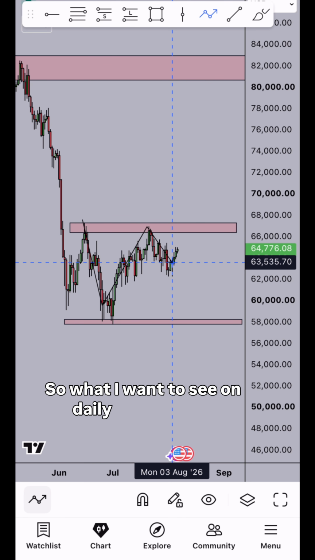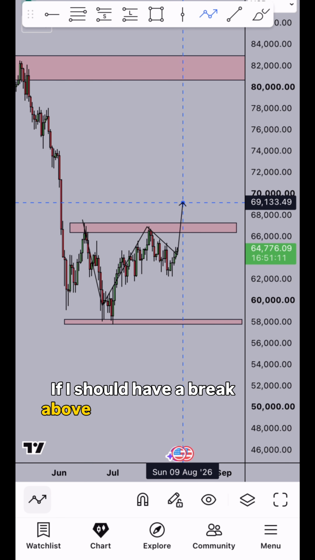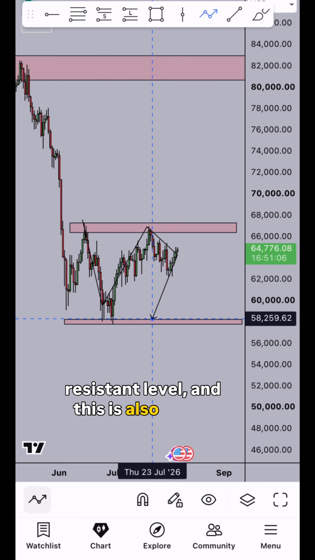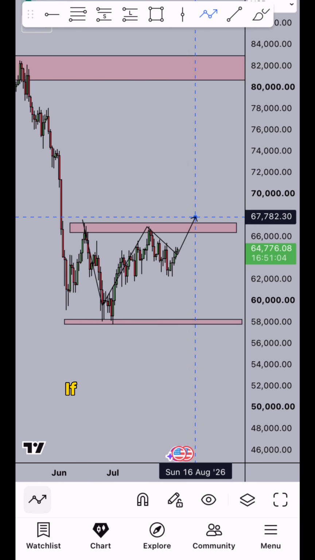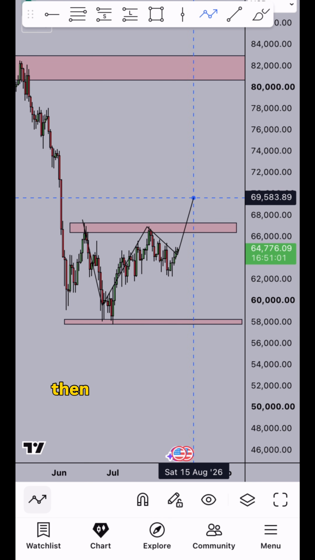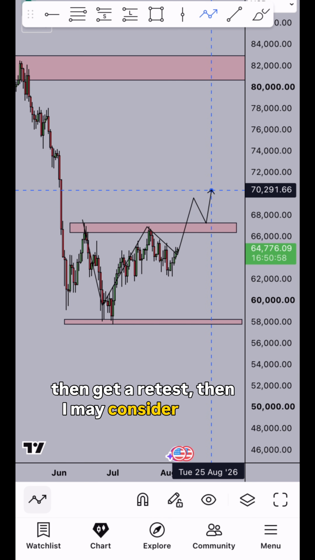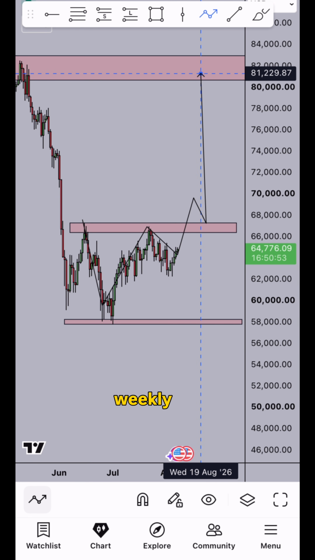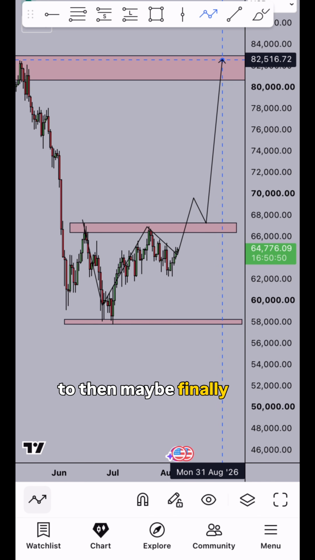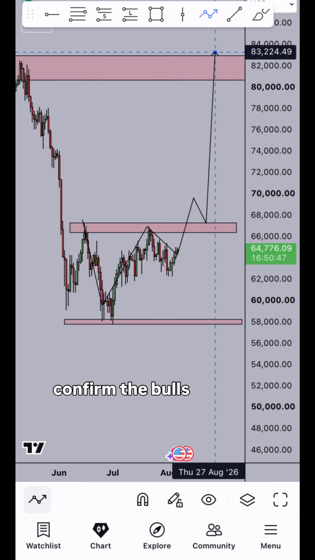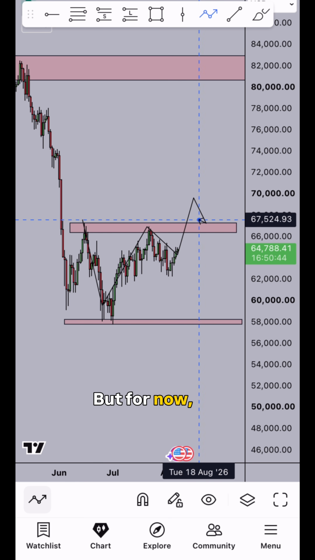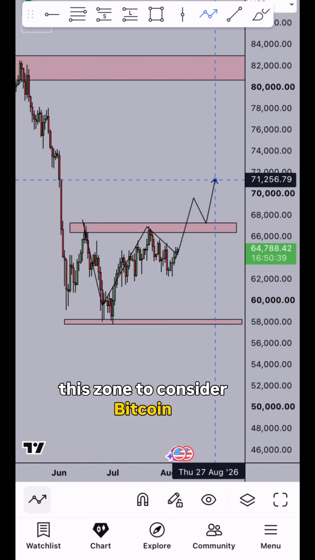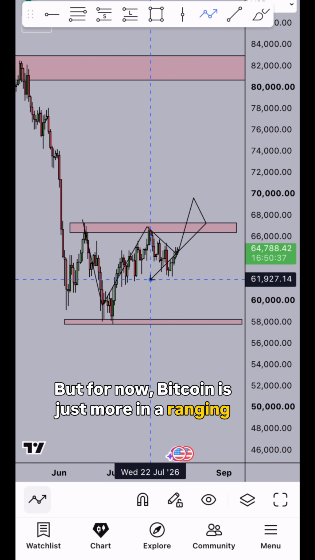So what I want to see on the daily time frame is a break above this zone, because it's showing me that this is a very strong resistance level and this is also a very strong support level. If I have a break above this zone, then get a retest, then I may consider price being bullish to see the push to this zone, this weekly resistance level, to then maybe finally get that break to confirm the bulls have taken over the market. But for now, all I'm waiting for is a break above this zone to consider Bitcoin. For now, Bitcoin is just in a ranging market.